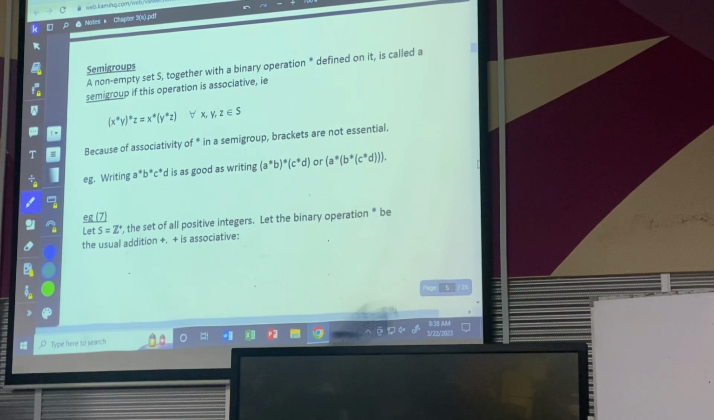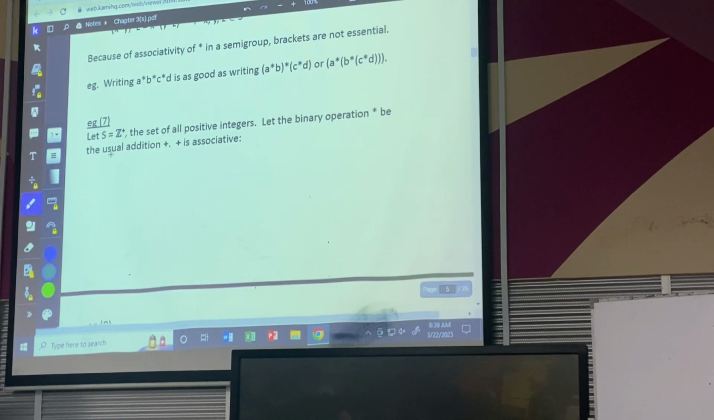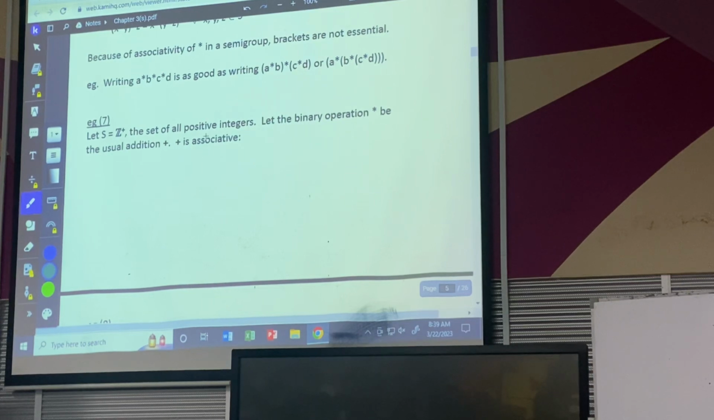So again, if it is associative, as I said just now, whether you put the bracket or not, it will not affect your answer. Because whichever part you do first, both sides' answers will be the same. So we look at example 7. The set given now is the positive integers and the operator given is plus. So we want to determine now, can the set of positive integers with plus be a semigroup or not?